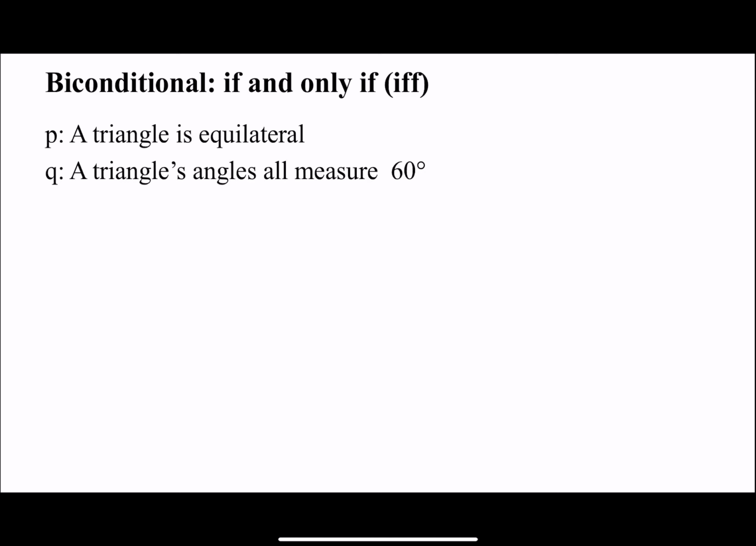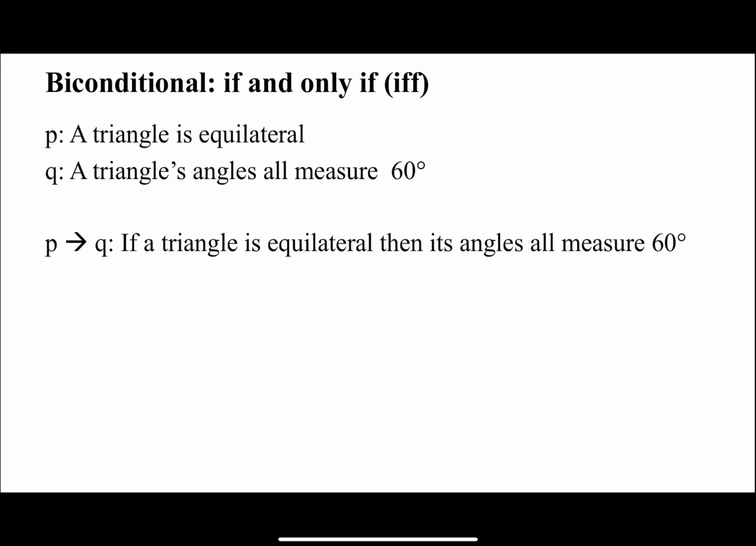Let's say we have two statements, so we represent them using P and Q. P represents a triangle is equilateral, and Q represents a triangle's angles all measure 60 degrees. Equilateral means you have a triangle where all sides are the same. For example, if one side is 2 centimeters, the other side is 2 centimeters, and the third side is also 2 centimeters. So if P then Q: if a triangle is equilateral, then its angles all measure 60 degrees.